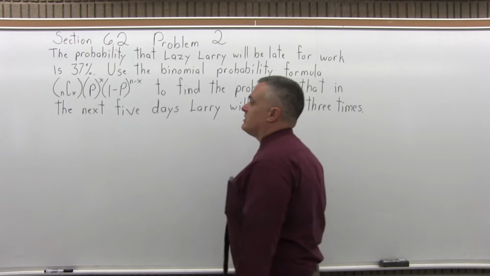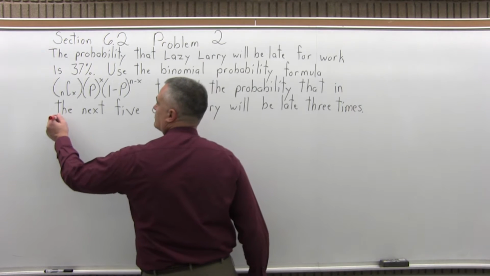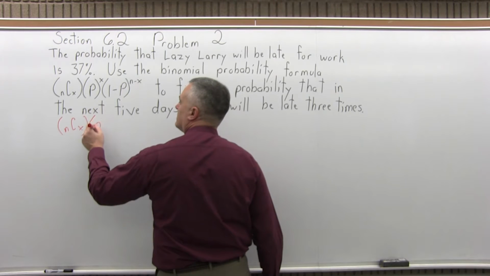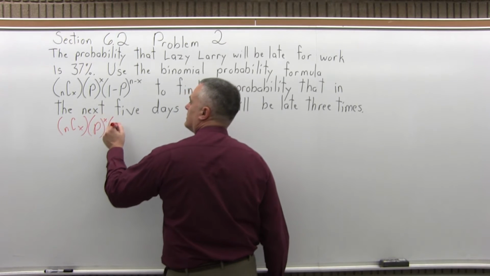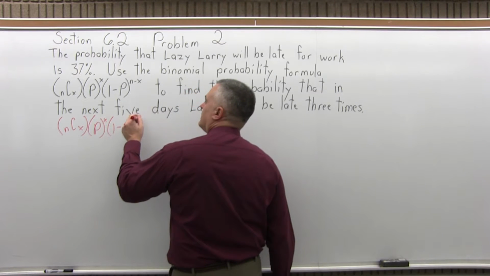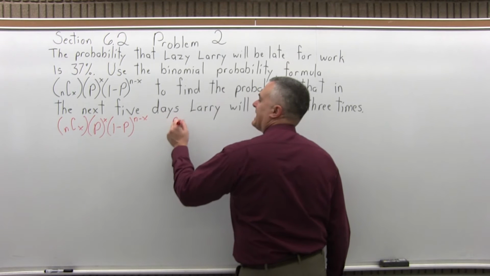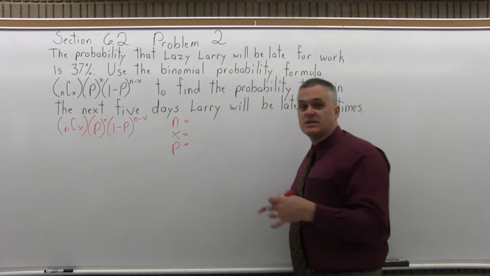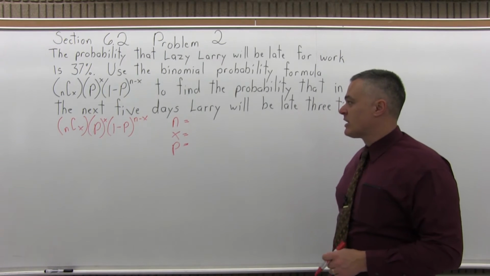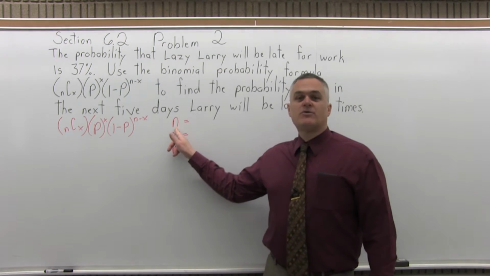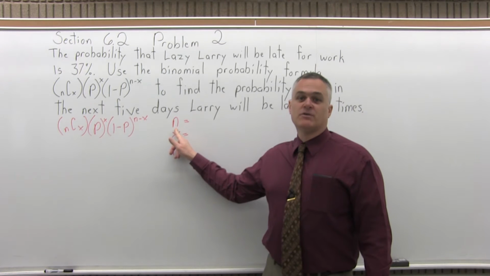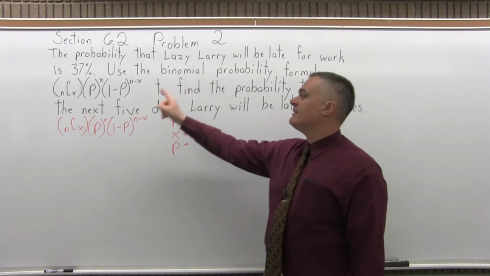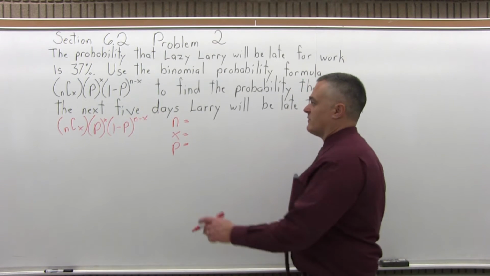So when I have one of these problems to do, what I like to do is write the formula. And then off to the side next to it, write n equals, x equals, p equals, find the values, and then I can fill in the formula and start the work. So n is the number of trials for the experiment. For this particular problem, n would be 5, because it says in the next 5 days, Larry will be late 3 times. So 5 for n.